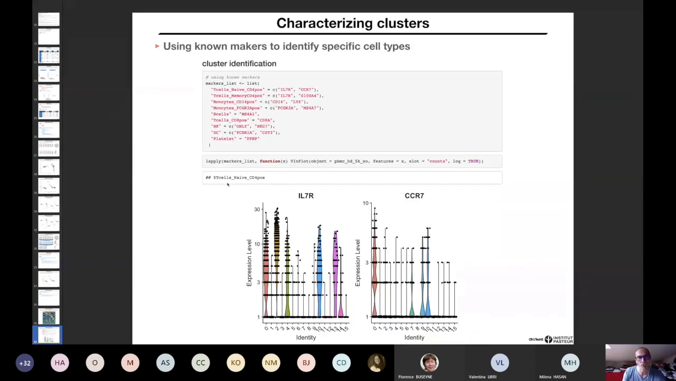The other way would be to go the other way around. So you already know some markers, and you project their expression on the data.